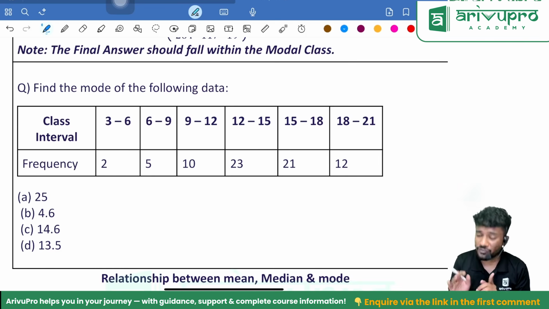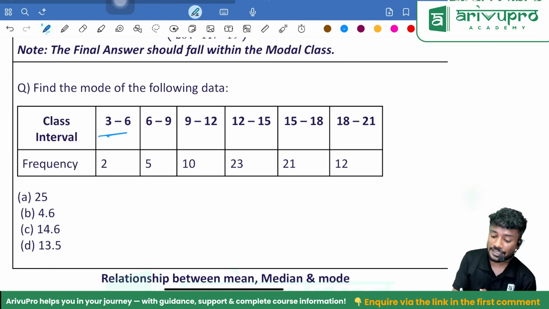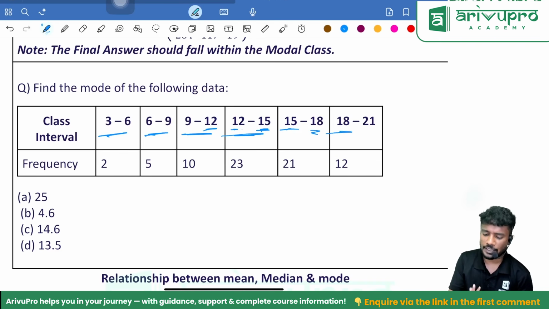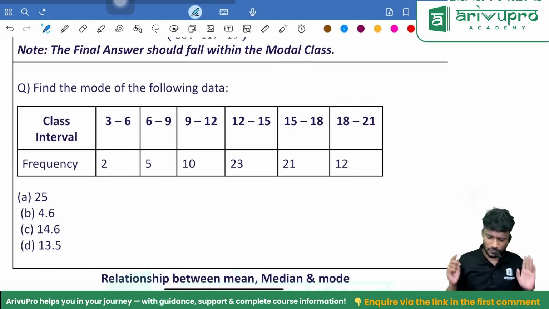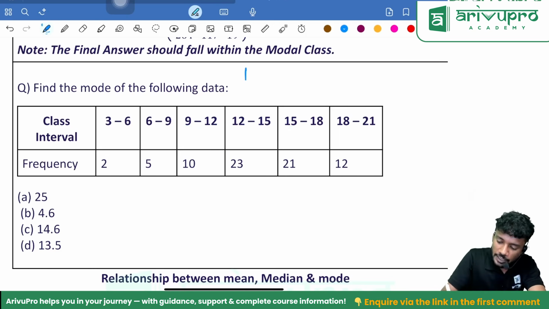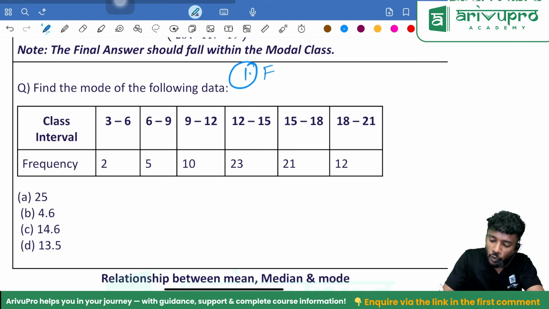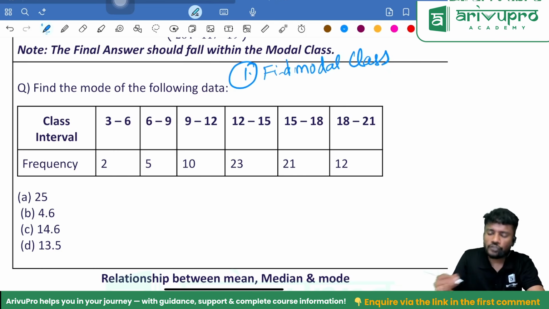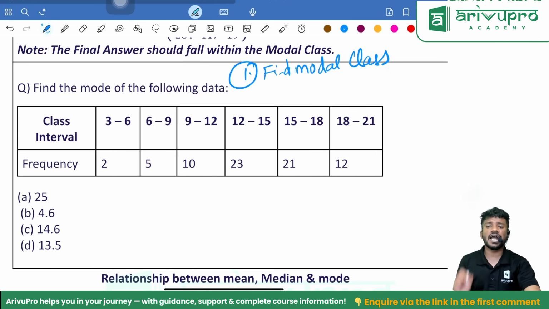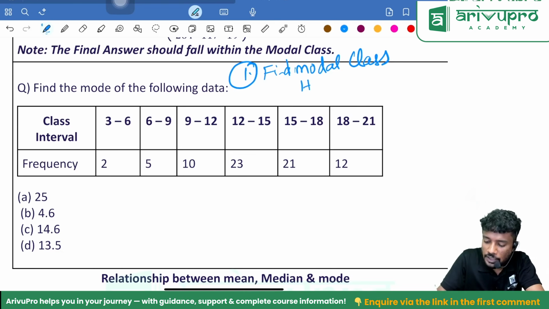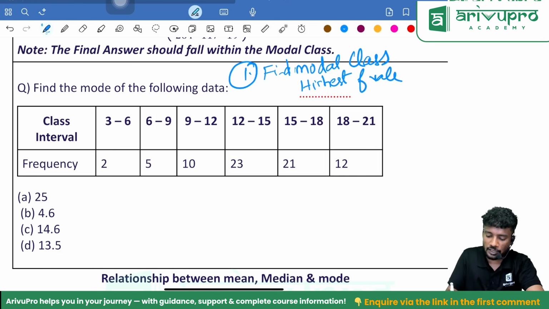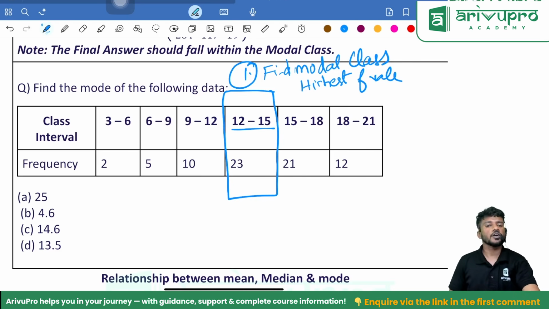Here we need to convert everything into exclusive. Is this exclusive? Yes. Why? Because they are overlapping: 12, 12, 15, 15, 18, 18. Overlapping is there, so they are exclusive classes. Now, the first step in finding mode is finding the modal class. How to find the modal class? Whichever has the highest frequency, the highest f value, is our modal class. So 12 to 15 is our modal class.